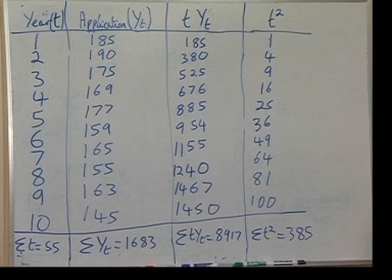The number of new applications to a private country club over the last 10 years is as follows: 185, 190, 175, 169, 177, 159, 165, 155, 163, 145. Develop a trend equation for this information and use it to predict next year's number of new applications.